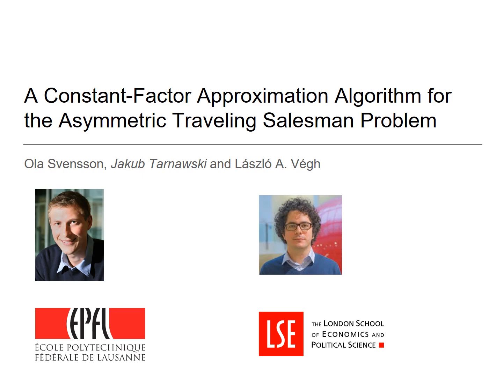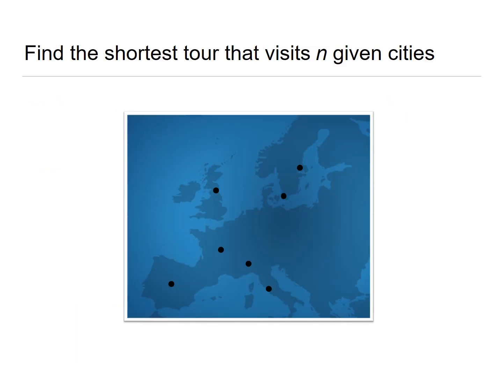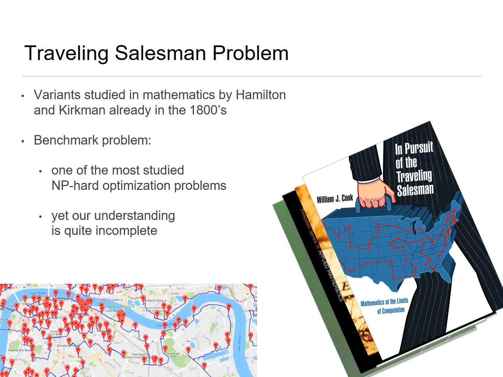Okay, so the traveling salesman problem is the problem of, given n cities and distances between them, finding a shortest tour that visits all of these cities. Maybe like this. So this is a well-known problem. It has been studied already in the 19th century by Hamilton and Kirkman. You probably know the term Hamiltonian paths, right? It's a benchmark problem in computer science. It's one of the most studied NP-hard optimization problems.